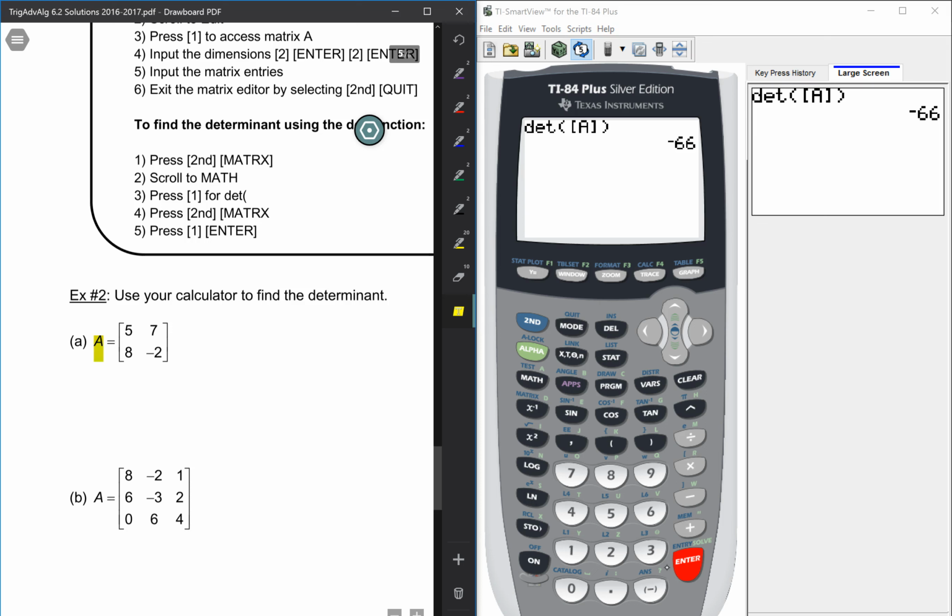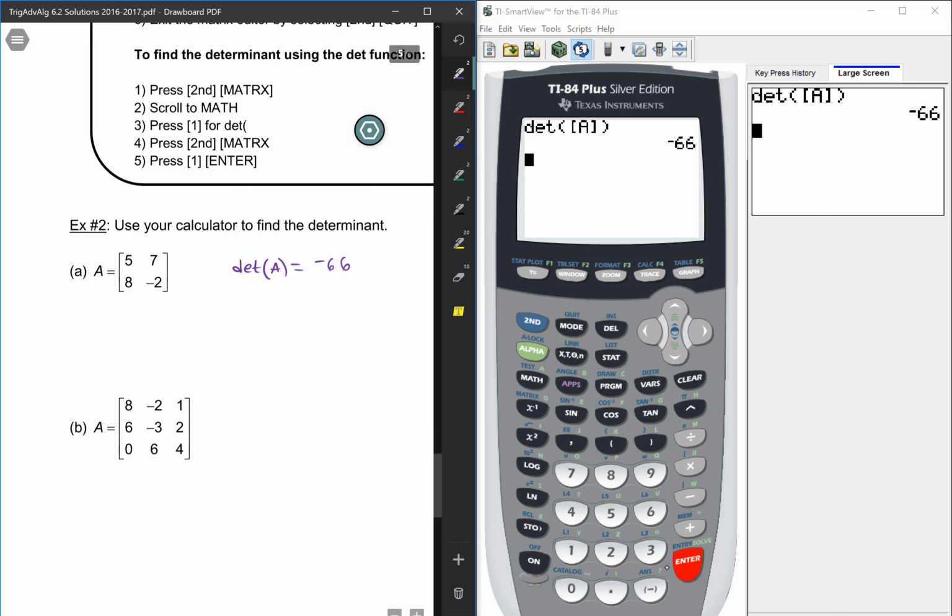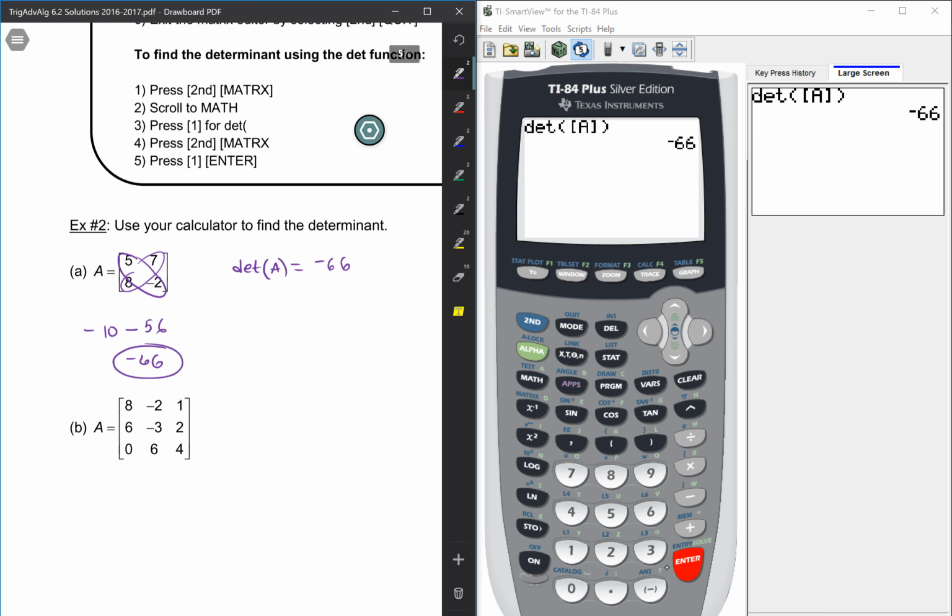So, determinant, that's a little bit more complicated, but you don't have to clear it. You could just edit it. So this is negative 66. What if we had done it by hand? It would have been this times that, negative 10, minus 56, and that would have totally been negative 66. Actually, for this one, if I'm starting from scratch, it's easier to find it by hand than to waste all this time plugging it in, right? But that's how you would do it.